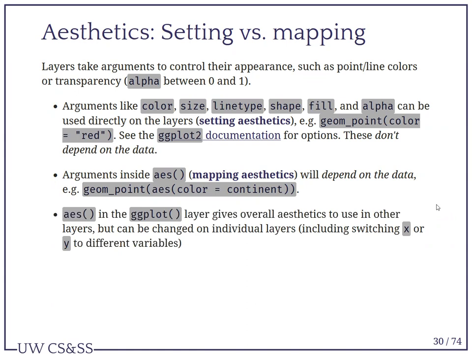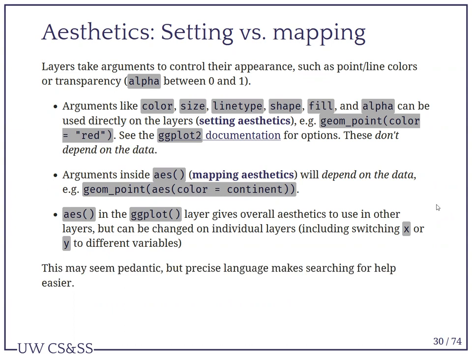So the aesthetics function in the ggplot layer gives overall aesthetics to use in other layers, but can be changed on individual layers. This includes switching X or Y to different values. Say you have a plot that has a bunch of dots on it, so it's just a scatter plot, but you want to draw a regression line through it. One of the layers that draws that regression line, you could set to a specific color. And another one you could set as an aesthetic, or map using aesthetic, to have all of the dots get colored in different ways. I know I'm saying a lot of words again. We're about to get into all of the examples of this.